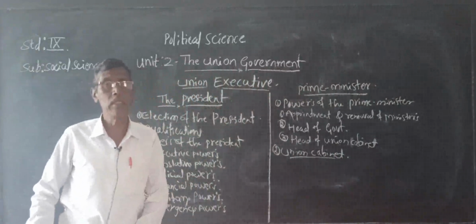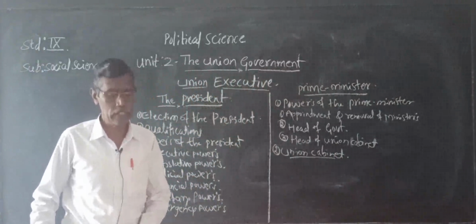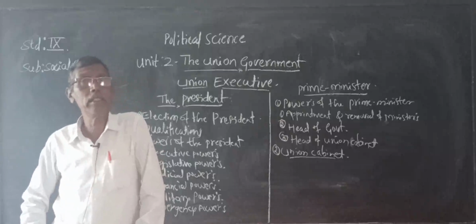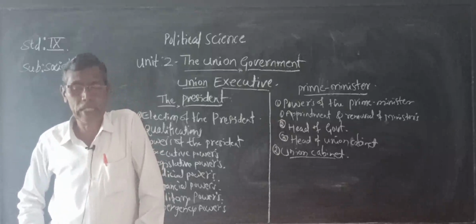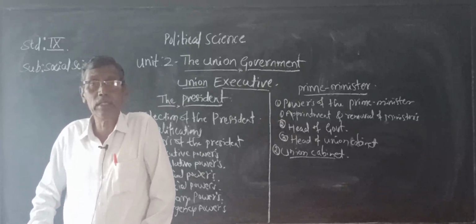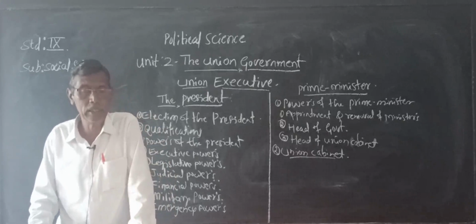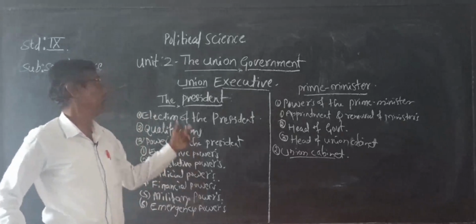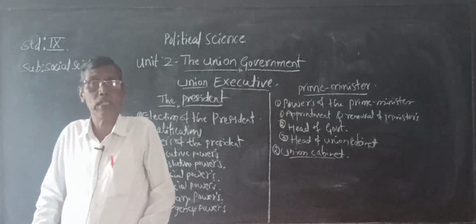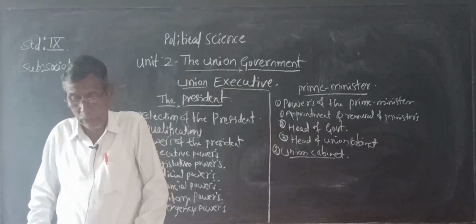Well, students, as you know, the organs of the central government are the Union Legislature, Union Executive and Union Judiciary. These are the three organs of the central government. You have studied about the Union Legislature. Now we have to study about the Union Executive.